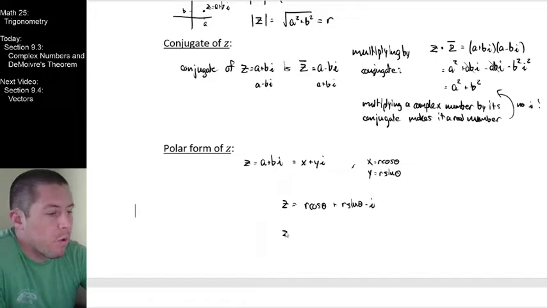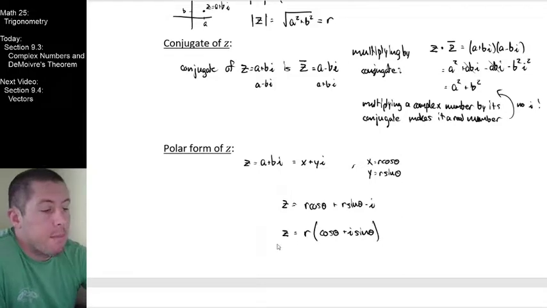And then typically we'll write this ever so slightly different. I'm noticing that both of these have a factor of r. So I'm going to factor that out and write this as r times cosine theta plus i sine theta. So this can be an alternate way that we can represent a complex number.